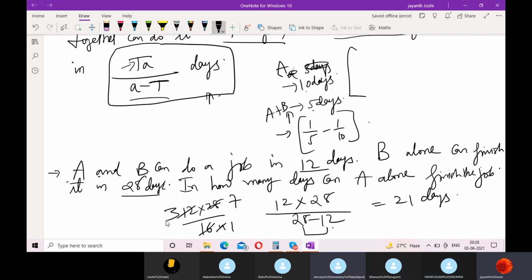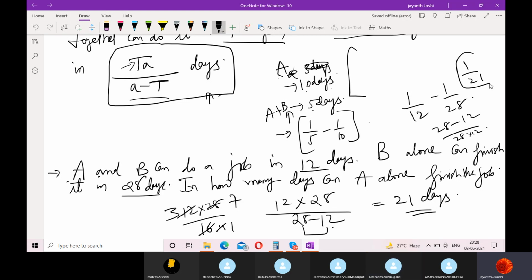21 days. And you can do this in this way also: 1 by 12 minus 1 by 28. You will get the same answer. Correct? 28 minus 12 by 28 into 12. But this would be like 1 day's work. You need to convert into total work. So you'll get 1 by 21 maybe. Am I right? Yes. If you have done it in this way, you would understand 1 by 21. That is the 1 day's work. So total work is 21 days. Same thing. Okay, let's move to the next question.